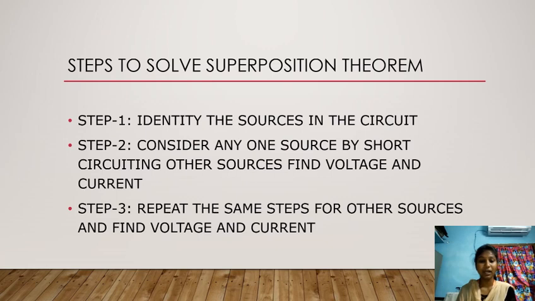Step 1: identify the sources in the circuit. Step 2: consider any one source, short circuiting the other sources, and find the voltage and the current. And step 3: repeat the same steps for the other sources and find the voltage and current.